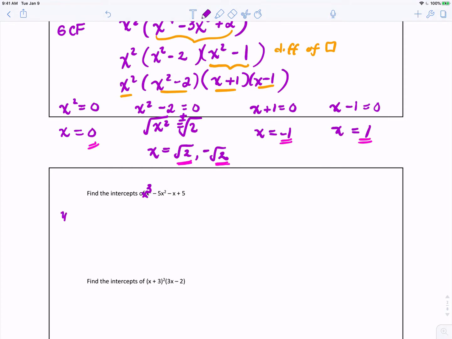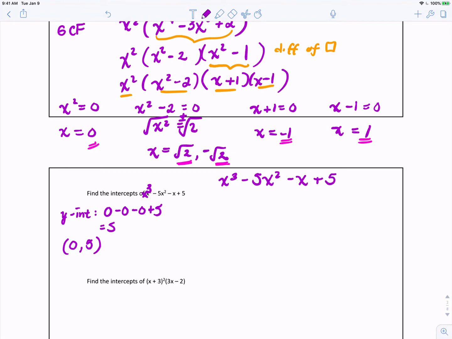So the y-intercept is easy. The y-intercept, we're just going to substitute 0 in for x. That would give us 0 minus 0 minus 0 plus 5. The y-intercept is 5. So this graph is going to pass through the point 0, 5. It's the x-intercepts that are a little more work that we want to practice right now. So we're going to try to factor x cubed minus 5x squared minus x plus 5.